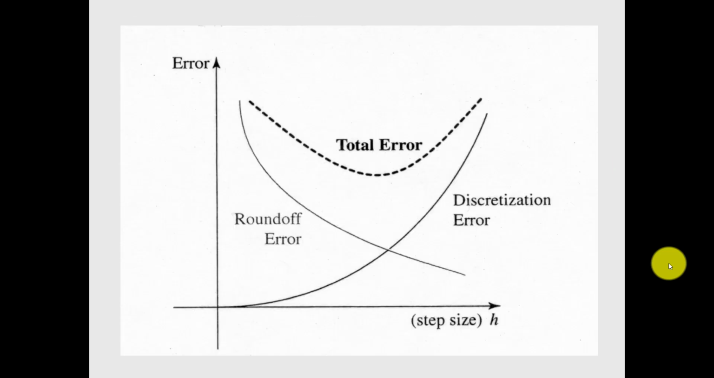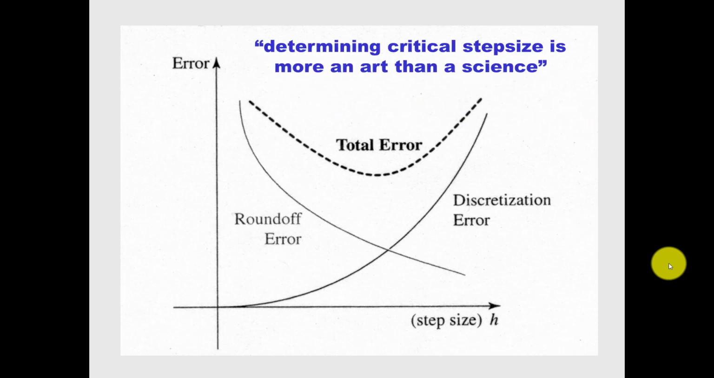And here's a graphic that kind of shows you that. So you've got the round-off error, and then you've got the discretization error, and the total error then falls somewhere between. And the book says determining critical step size is more an art than a science. So we're not going to stress a lot about it at this point. There's an entire course on numerical analysis that would get into this more. Right now we're just going to do some basic differential equations, and it won't be an issue.